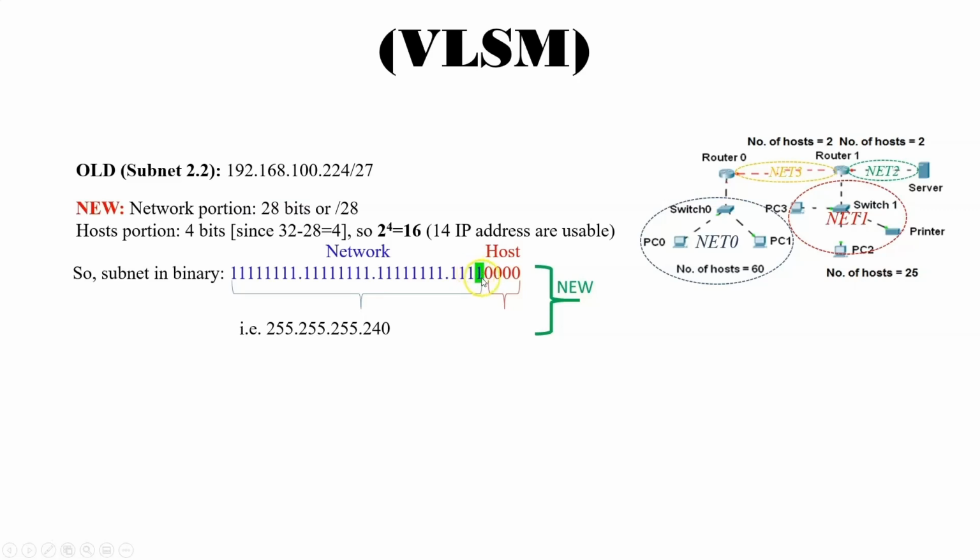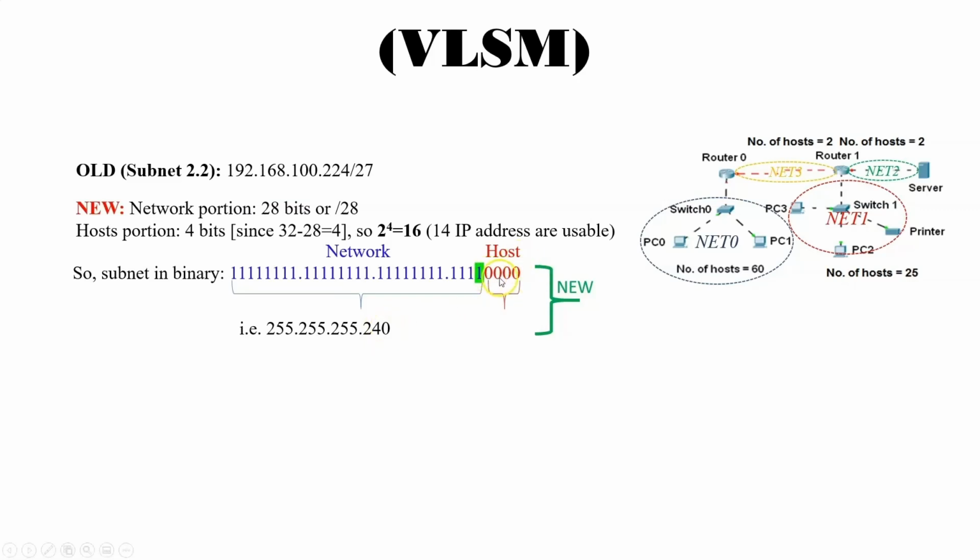So I borrowed one more bit in order to create 2 subnets. This borrowed bit could be in the 0 state or in the 1 state. Okay, so what is the new subnet mask? The new subnet mask is 255.255.255, and what is 1111 and 4 zeros? That is 240. So the new subnet mask is 255.255.255.240.